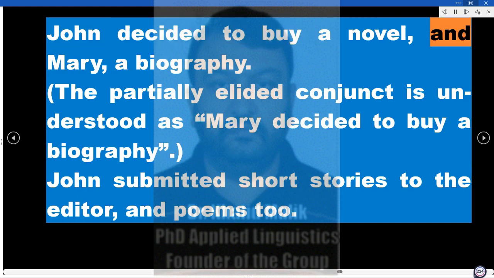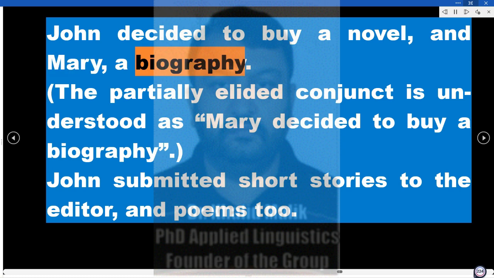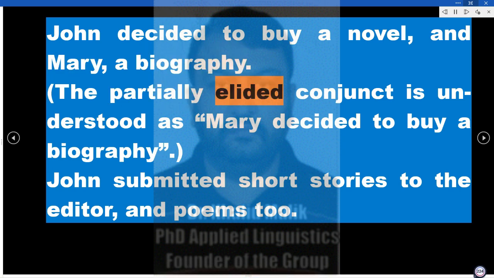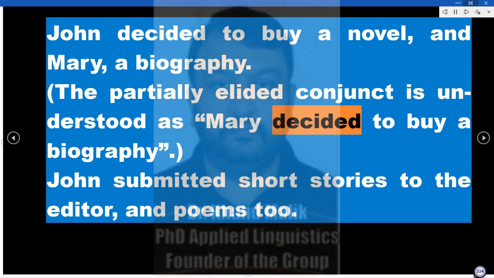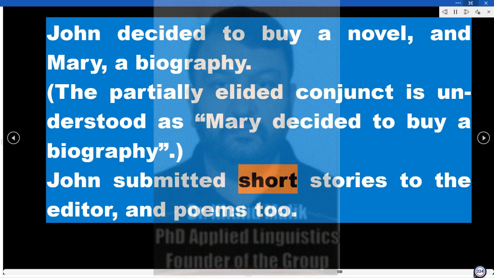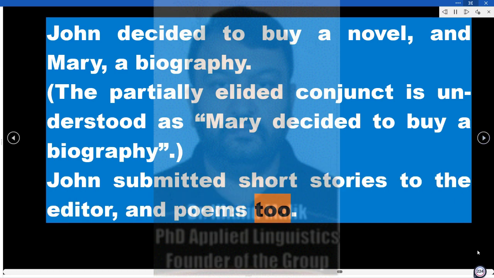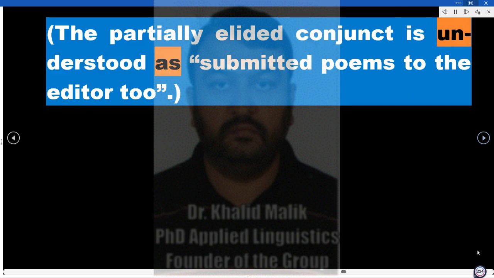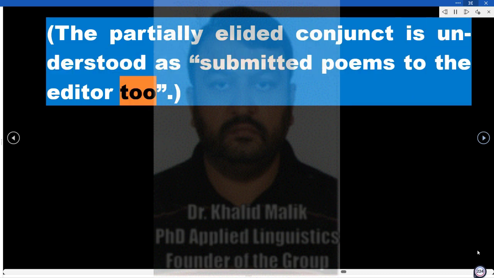John decided to buy a novel, and Mary, a biography. The partially elided conjunct is understood as, Mary decided to buy a biography. John submitted short stories to the editor, and poems too. The partially elided conjunct is understood as, submitted poems to the editor too.